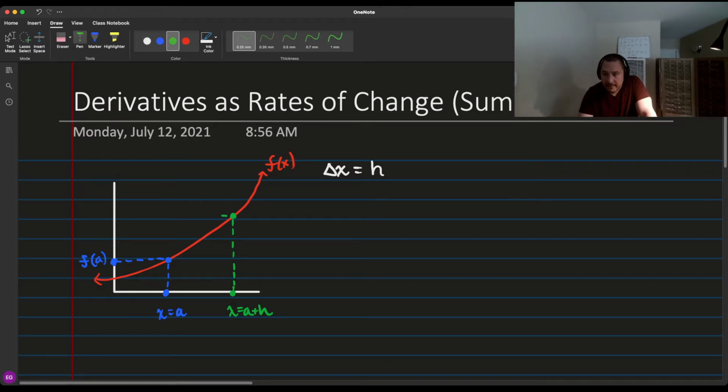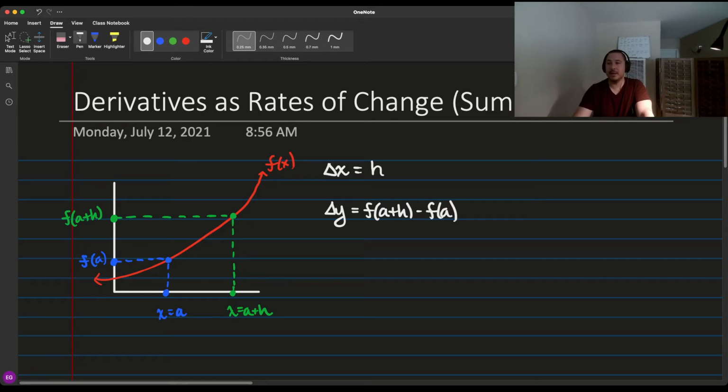Now, the y value for this second green point is f of a plus h. So you can see that there's a change in the y value. That's delta y. And the change in the y value is f of a plus h minus f of a.